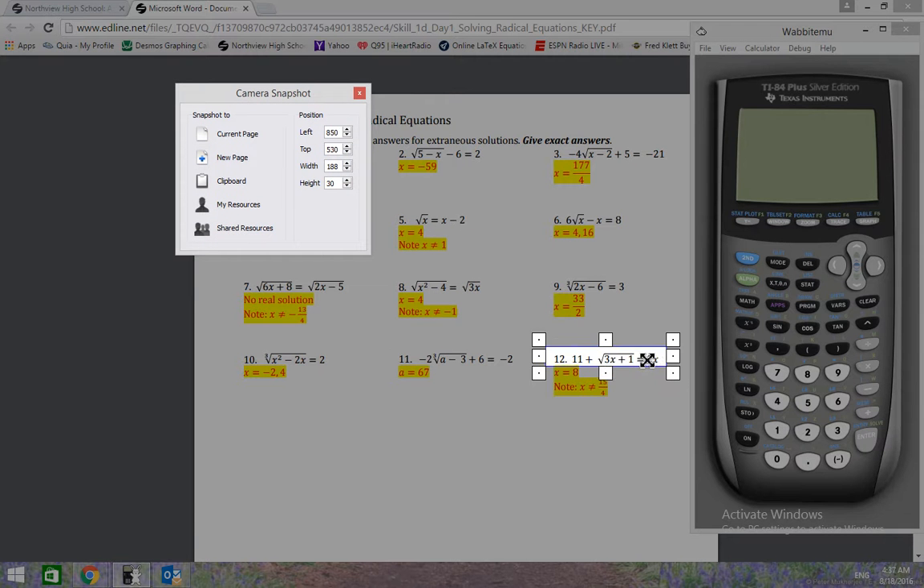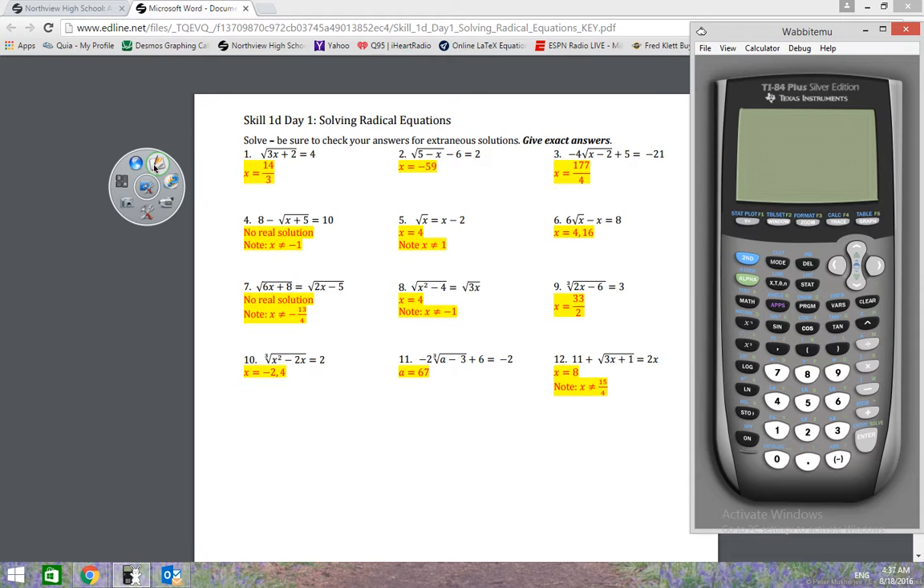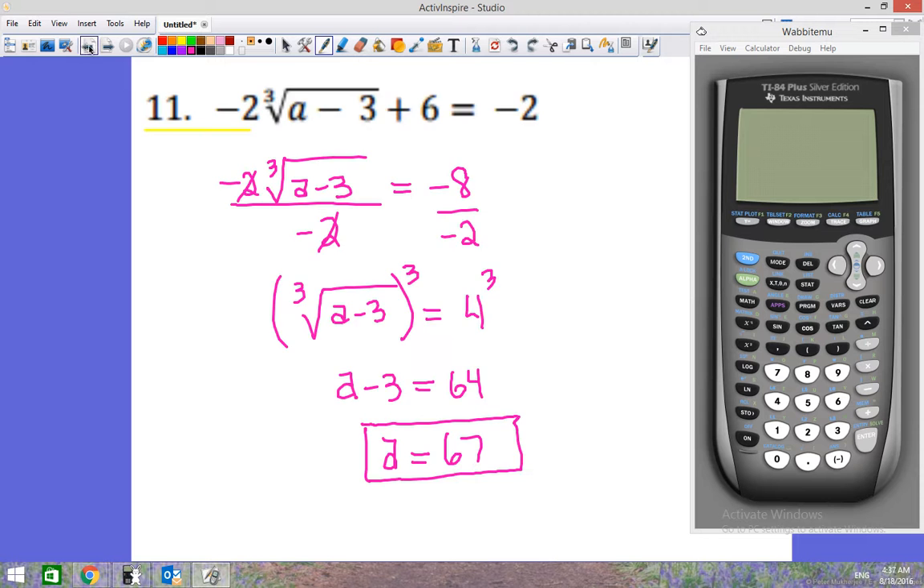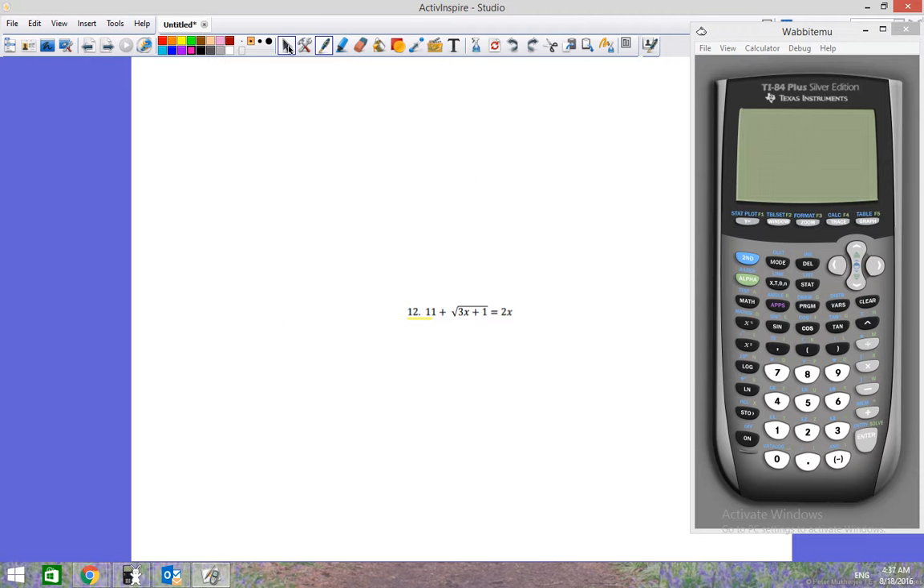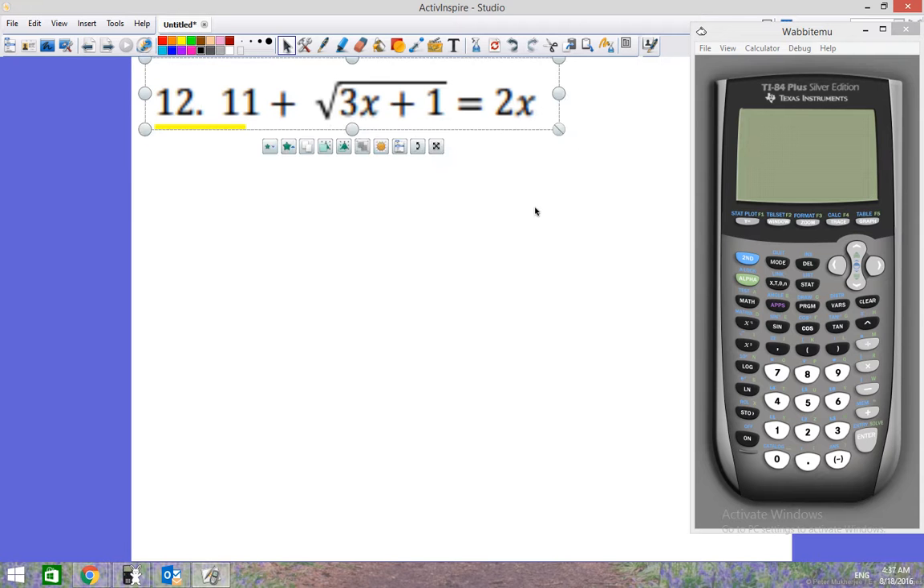All right, final one. On the left-hand side, now I'm back to an even root, which means I have to consider extraneous solutions. Like if this were a 4th root or a 6th root, we would proceed just like we do with the square root.